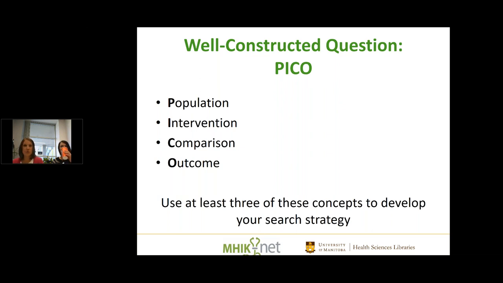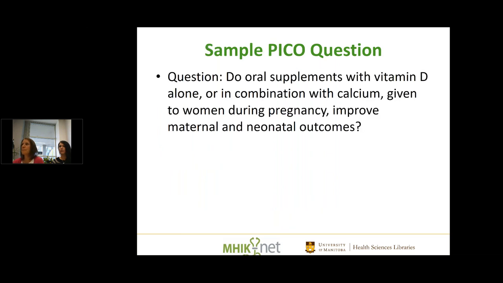What is your population, or who are your patients? What is the intervention? What are you comparing that intervention to? And what is the outcome that you're looking to assess? When you're making a search, you always want to have at least three of these concepts to develop your strategy. You don't always need four. Often intervention and comparison get lumped together.